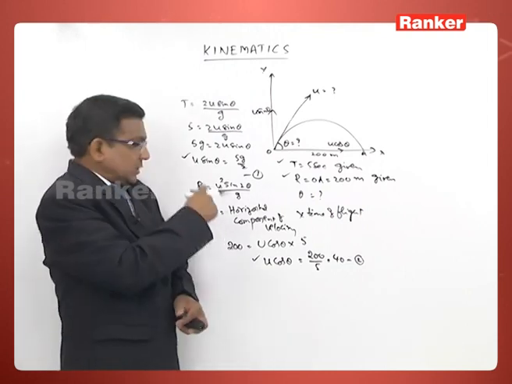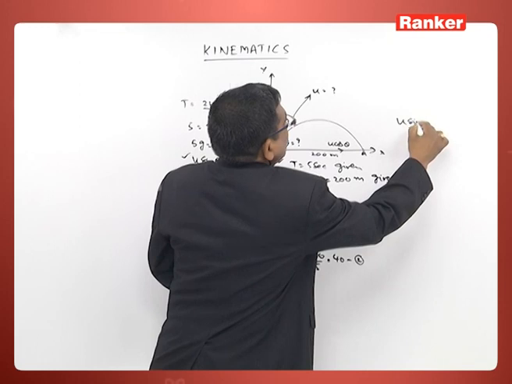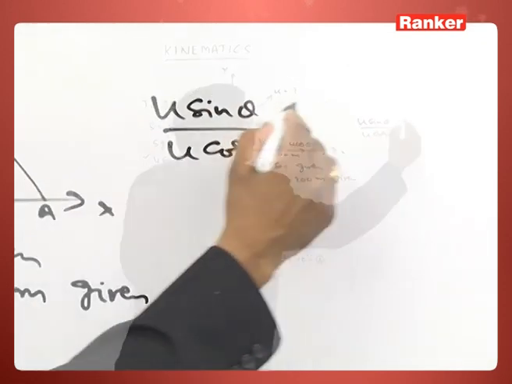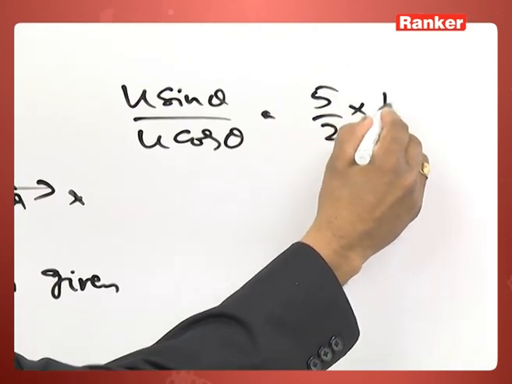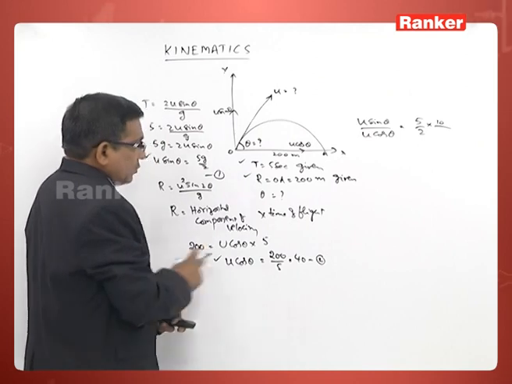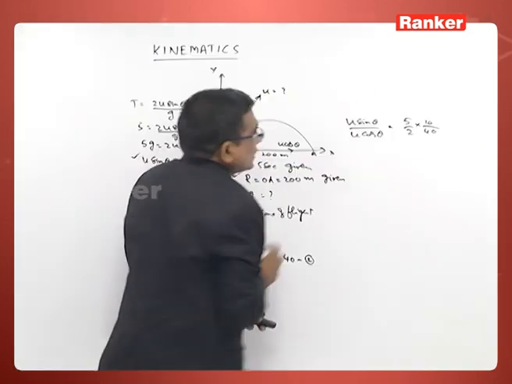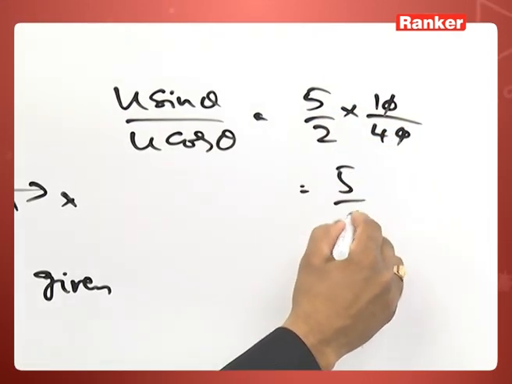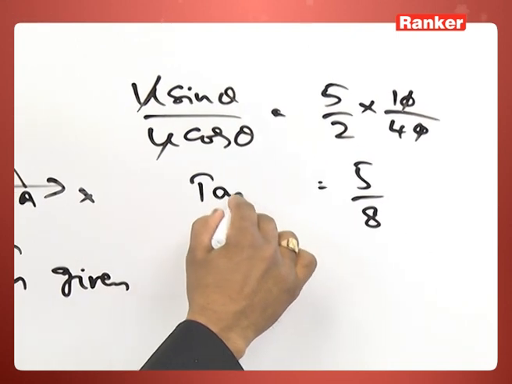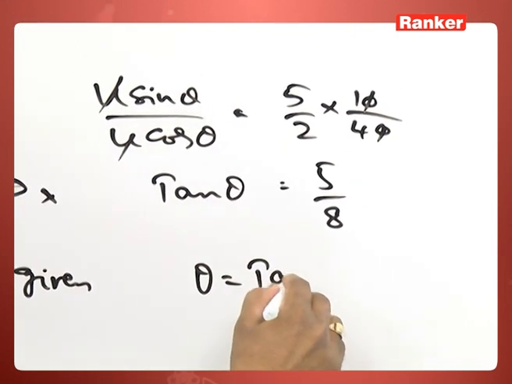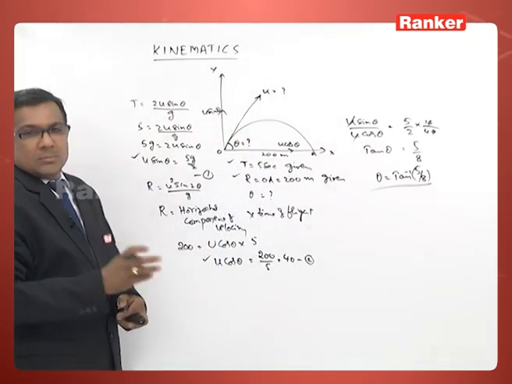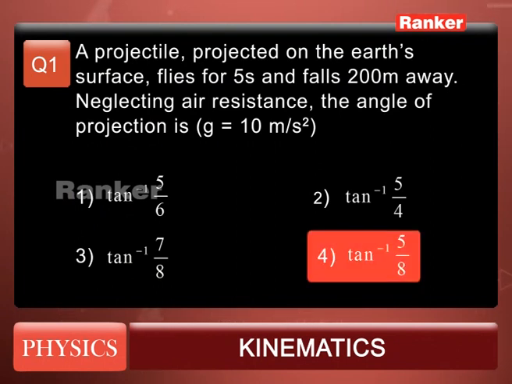Now you know u sin theta, you know u cos theta, and you want the angle of projection. How do you get it? Divide these two equations, u sin theta by u cos theta. If you divide, u sin theta is 5 by 2 g, let us write 10, by u cos theta, which is 40. Now simplify, the zeros get cancelled. You are going to get 5 by 8 here, and u and u get cancelled. So it is tan theta. So the angle of projection theta is equal to tan inverse 5 by 8. This way you can solve the problem. So the answer is option 4, tan inverse 5 by 8. So this is the first problem.